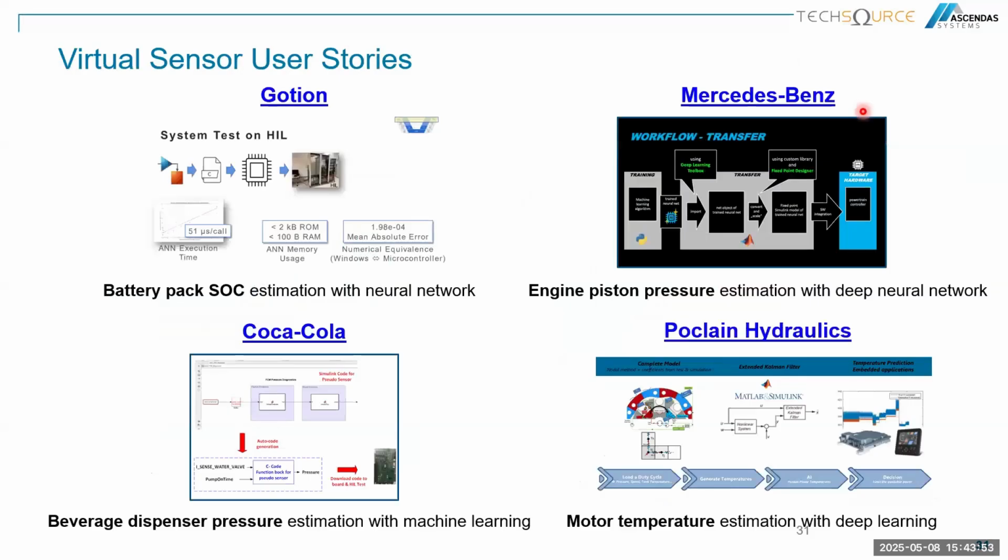So this one is our user stories. We have a lot of customers like Goshen. They do the battery pack SOC estimation with this neural network, this AI model.